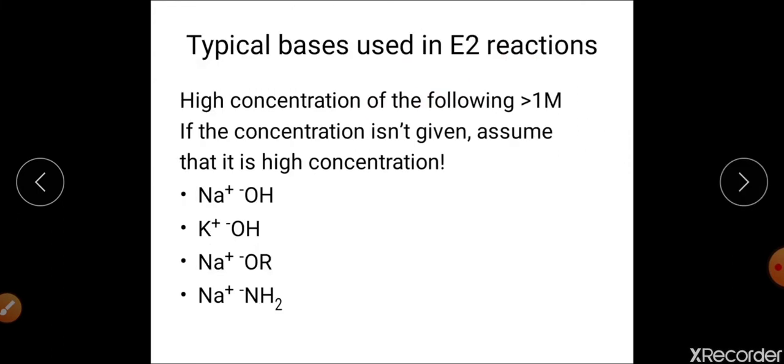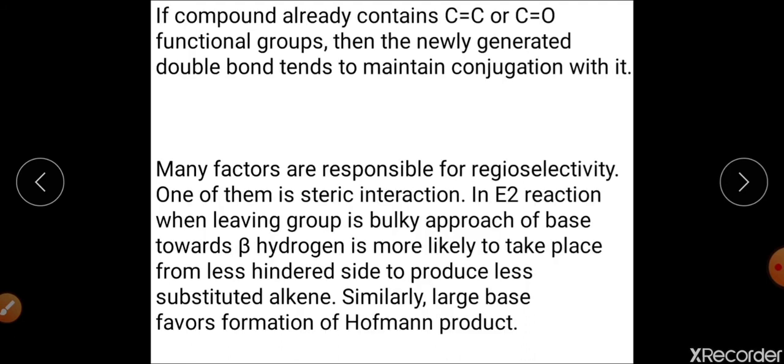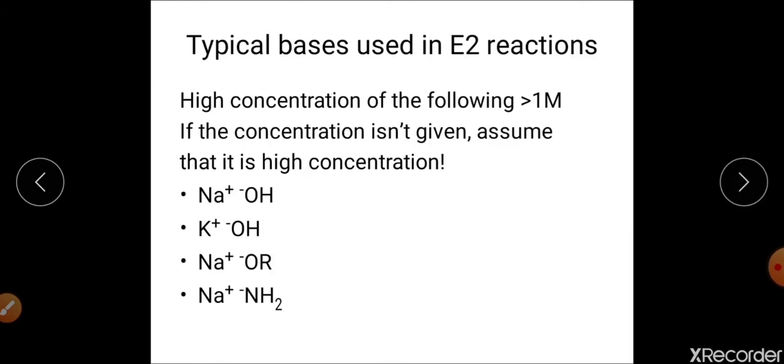And the last one we were discussing is that if any double bond, that may be a carbon-carbon double bond or a carbon-oxygen double bond, is already present in the substrate, then again because of the conjugation, the Hofmann product will be synthesized as compared to the Saytzeff product, right? So these are the different factors on which the regioselectivity, particularly of the E2 elimination reaction, will depend.